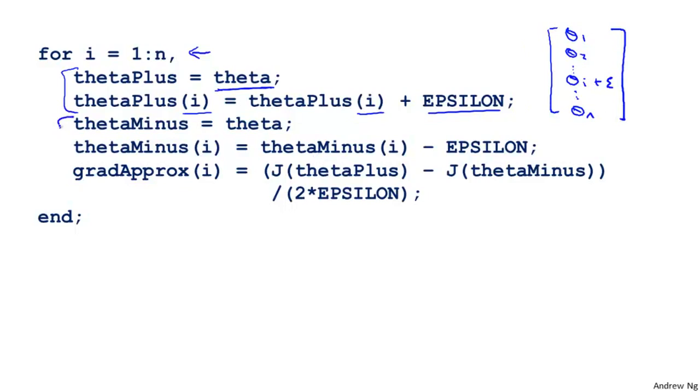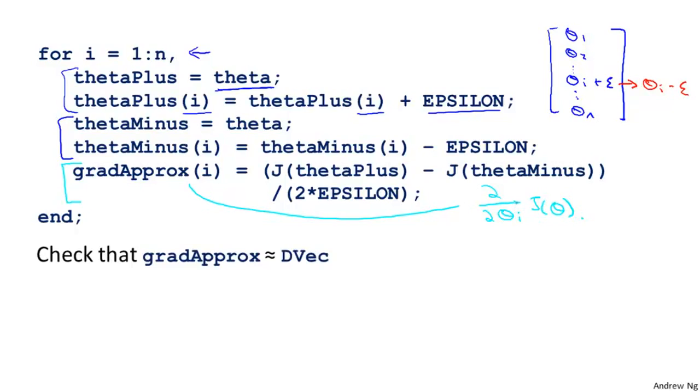And similarly, these two lines set thetaMinus to something similar, except that instead of theta i plus epsilon, this now becomes theta i minus epsilon. And then finally, you implement this, gradApprox(i), and this will give you your approximation to the partial derivative with respect to theta i of J of theta.